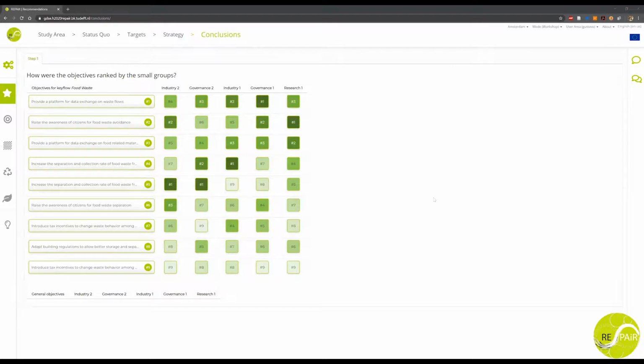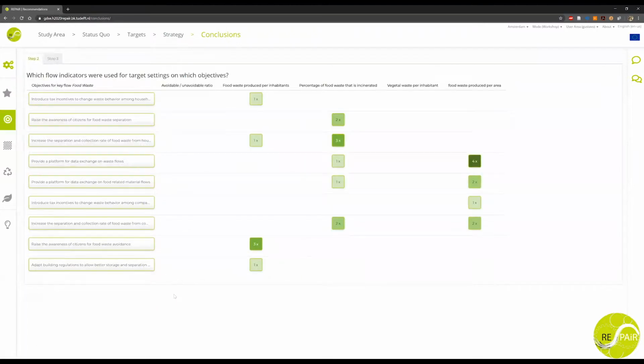Here in the screen, we can see how the GDSE presents a comparison of how the group ranked and prioritized the circular economy objectives in the city of Amsterdam. We see here 5 small groups representing industry, governance, and research organization that participated in a pool workshop. In this screen, we see a comparison of how the groups set their targets for circular economy goals and to what extent the goals were achieved with the strategies they developed.